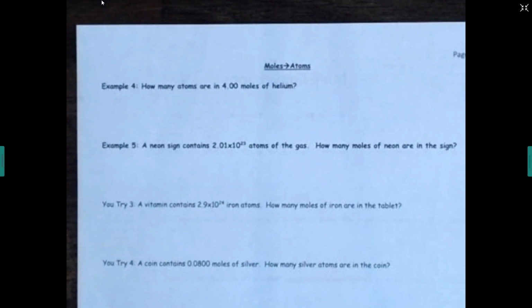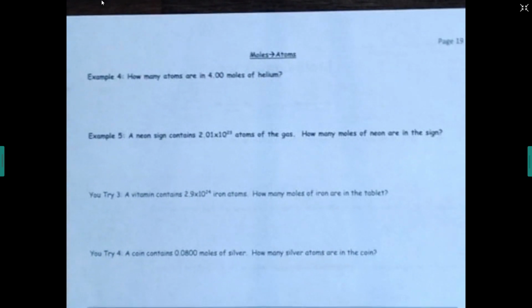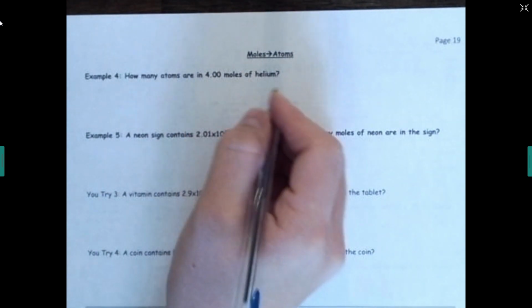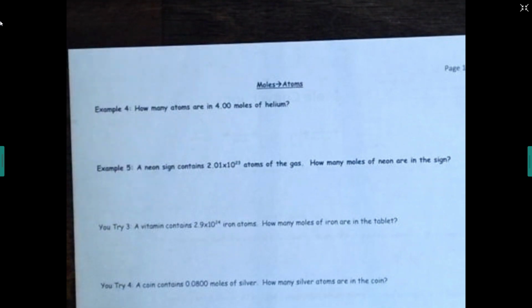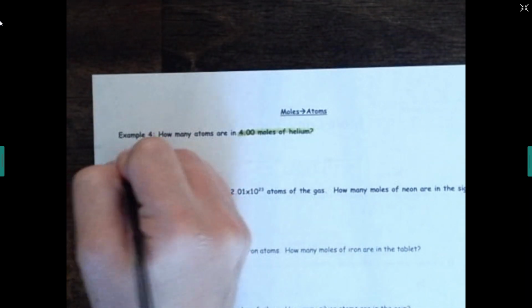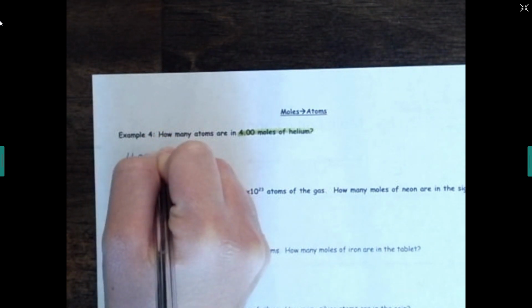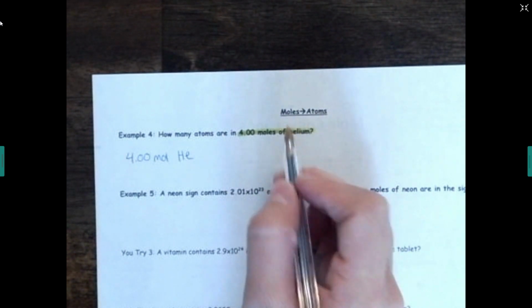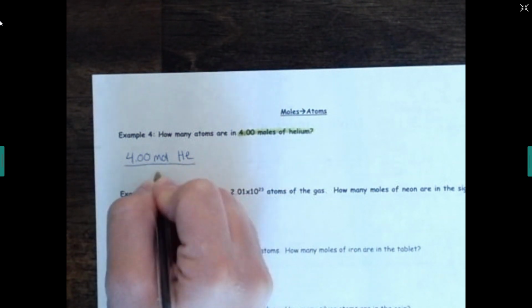So let's flip. Okie doke. So this one says, how many atoms are in 4 moles of helium? How many atoms are in 4 moles of helium? So I'm going to take what I'm given, which is 4 moles of helium. Now notice, in these ones we're going from moles to atoms, not moles to grams. Okay, take what I'm given, put it over 1.